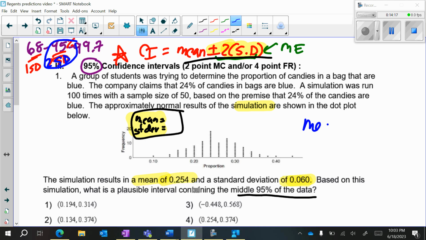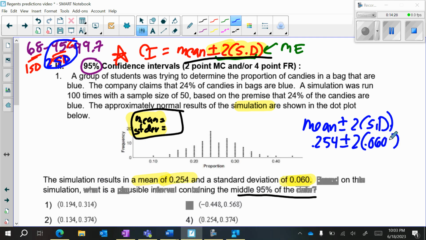All right, so let's set it up. We're going to do the mean plus or minus 2 standard deviations. So you're going to do 0.254 plus or minus 2 times 0.060. Put it right in the calculator, do one plus, do one minus, hit enter, and see what you get. When I did this, I ended up getting an answer of choice 2.